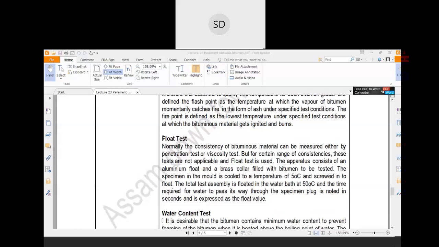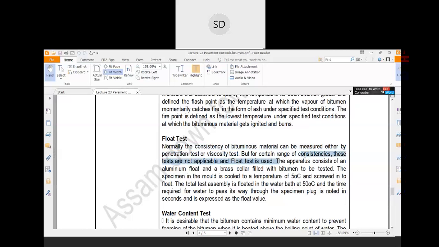Another test is the float test. Normally the consistency of bituminous material can be measured either by the penetration test or the viscosity test. But for a certain range of consistencies, these tests are not applicable and the float test is used.